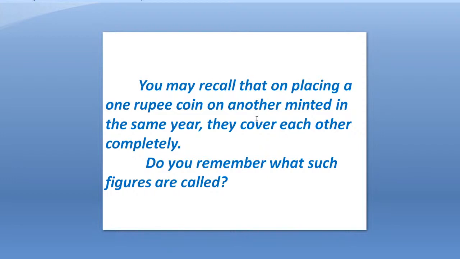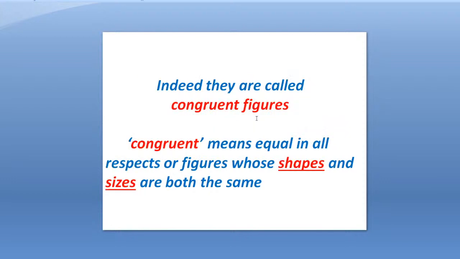So, you may recall that on placing a 1 rupee coin on another minted in the same year, they cover each other completely. Do you remember what such figures are called? Indeed, they are called congruent figures. Congruent means equal in all respects, or figures whose shape and size are both the same.